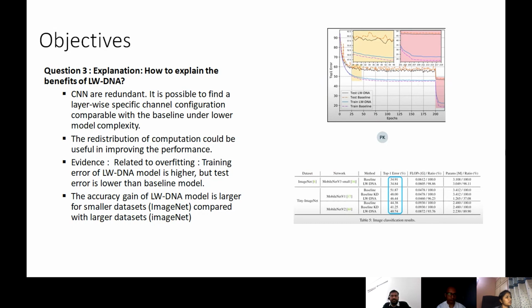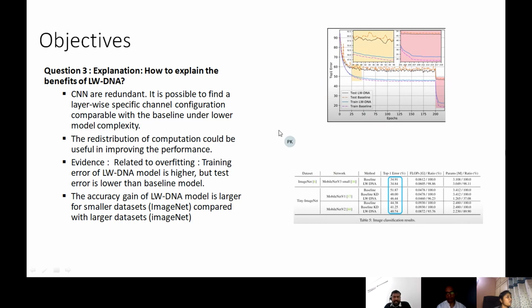The second is the explainability, which we discussed in the beginning, that other models have this problem. So this model is also explainable here, and it proves that the CNN had some redundancy, and it is always possible to find a layer-wise specific, general kind of configuration that is comparable with the baseline. It also lowers the model complexity, and it redistributes the computation throughout the model.